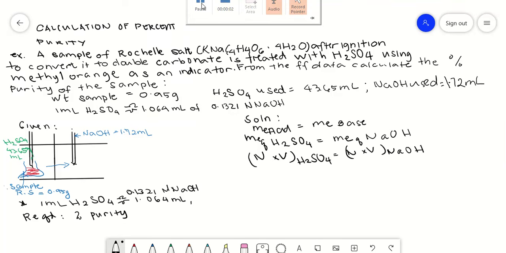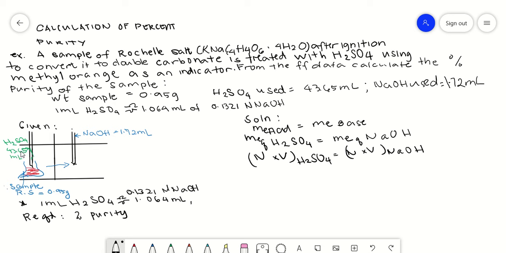We have a problem here on determination of percentage purity. We are given a sample which is Rochelle salt, and it is titrated with sulfuric acid. So you have here the titrant, which is sulfuric acid, and the analyte is our sample, the Rochelle salt, or I simply place there RS, which weighs 0.95 grams. When it was titrated, the volume used is 43.65.